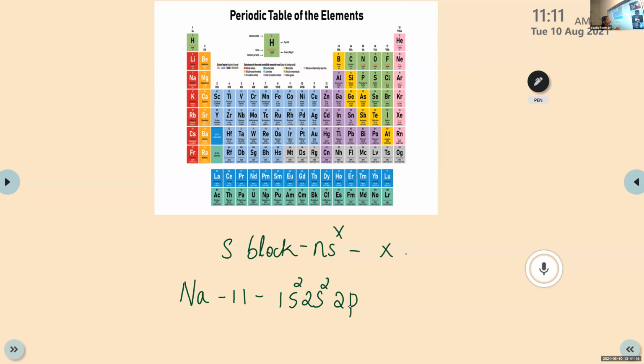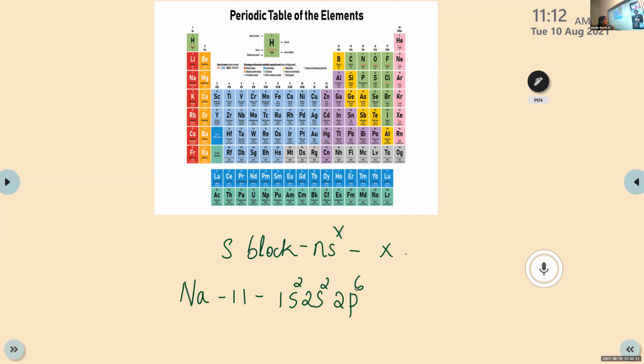Nimita, 2p. The maximum capacity of the p subshell is 6. Is it 5? Only 4 electrons are filled. Here the atomic number is 11. So how many electrons? The maximum capacity of the p subshell is 6. Just try. 2p5 or 2p6? 2p6. Yeah, 2p6. Then what about the next one?